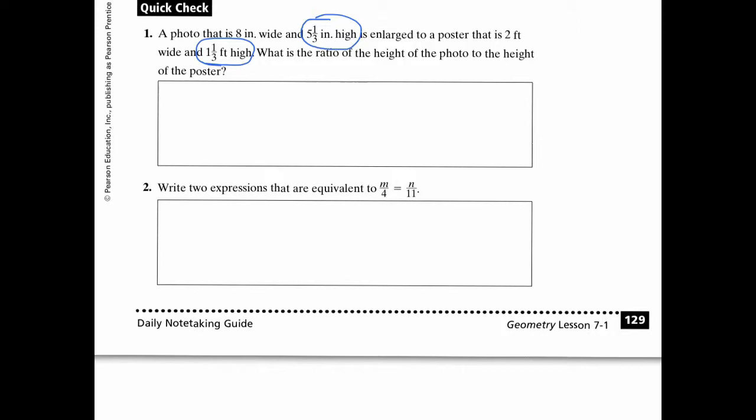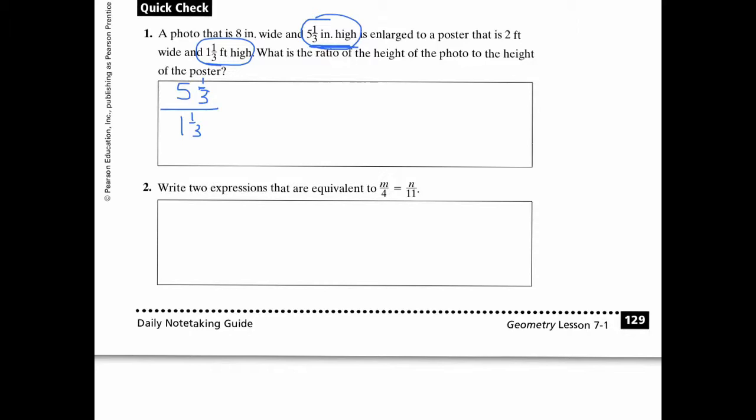Of course, those have to be the difficult ones, right? So I'm going to say the ratio of the height of the photo. So this one is the height of the photo, right? And so that's going to be 5 1/3 on the top, and then to the height of the poster, so that's going to be 1 1/3 on the bottom.